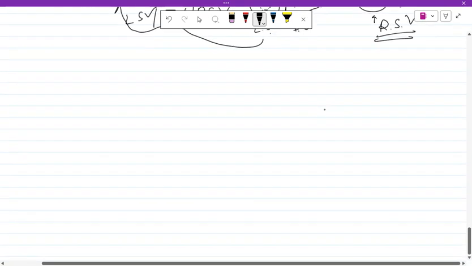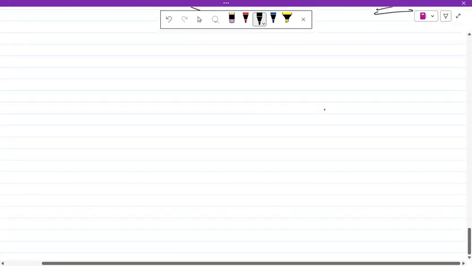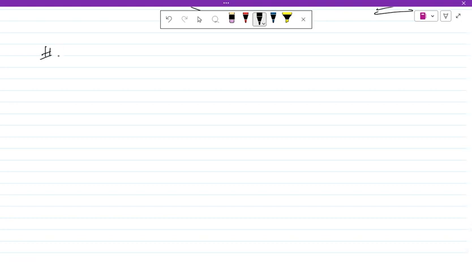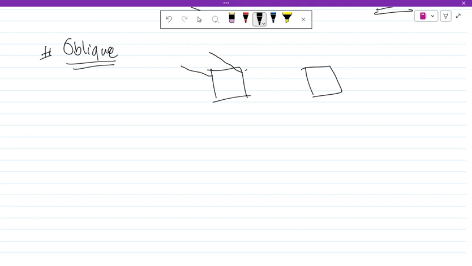Okay, for the oblique view. We knew about axonometric, we knew about multi-view. Now we will look at oblique. This is a type of parallel projection, but the rays are not exactly perpendicular to the plane of projection. So there are two kinds of oblique view projection. This is a front view, and the rays are like this.